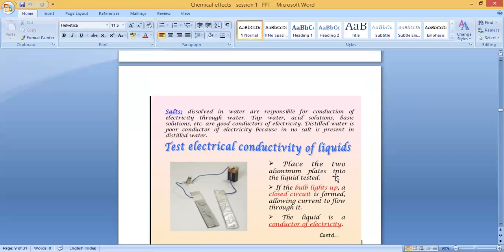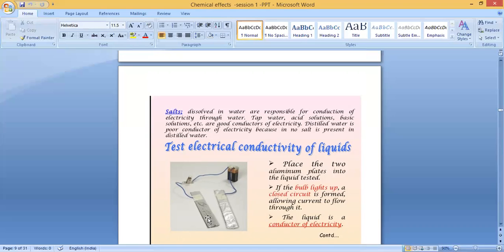Test electrical conductivity of liquids. Place the two aluminum plates into the liquid tested. So now, what we did before, I told you to take some bottle cap or any one beaker, and take some salt water or liquid. What you have to keep now? You have to place the two aluminum plates, this is one aluminum, this is the second one, into the liquid tested.